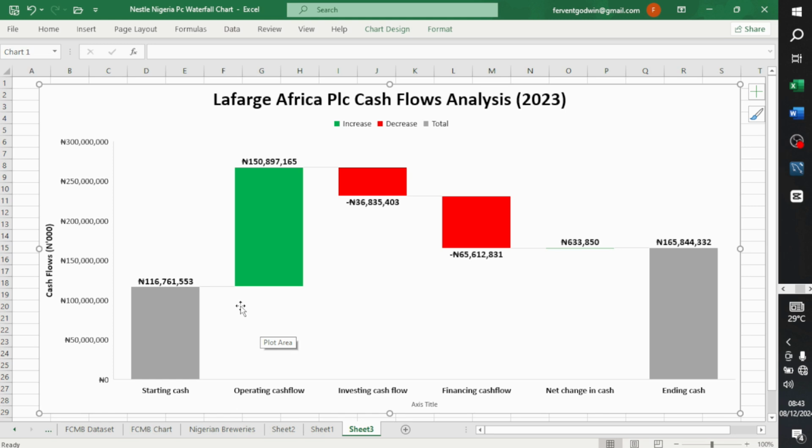In the next video, I'll probably be checking out the debt to equity ratio for this company. I'll see how much of it is being funded by debt and how much of it is being funded by equity.